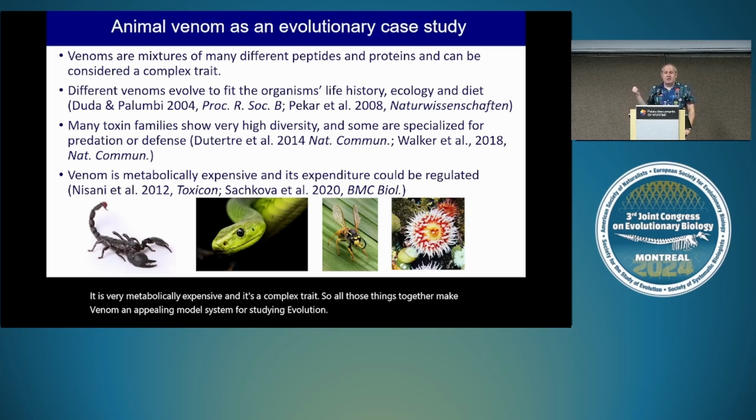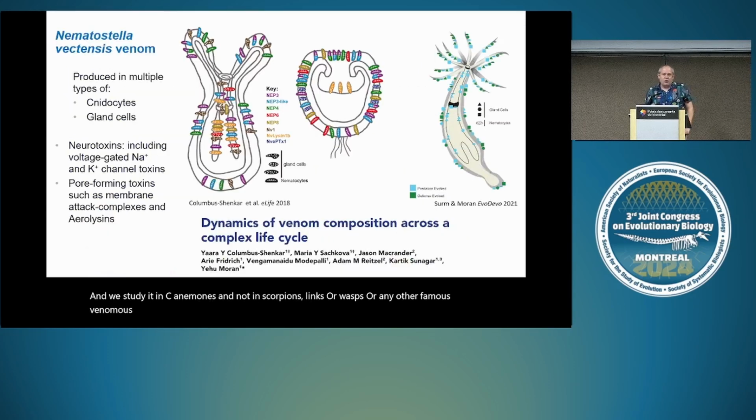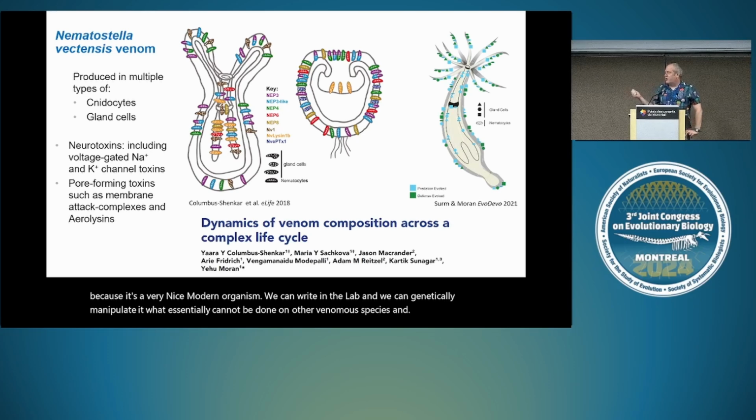And we study it in sea anemones and not in scorpions, snakes, or wasps, or any other famous venomous animal. And the reason why we work on sea anemones, and specifically Nematostella vectensis, is because it's a very nice model organism. We can grow it in the lab, and we can genetically manipulate it, which essentially cannot be done on other venomous species. And basically, we spent more than a decade working on the Nematostella venom system.